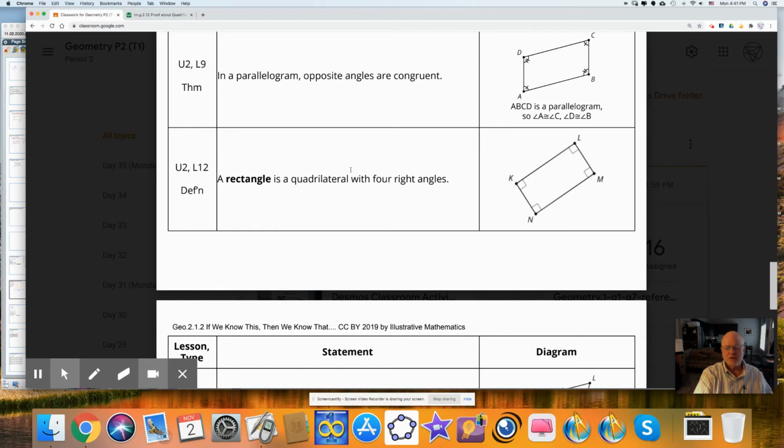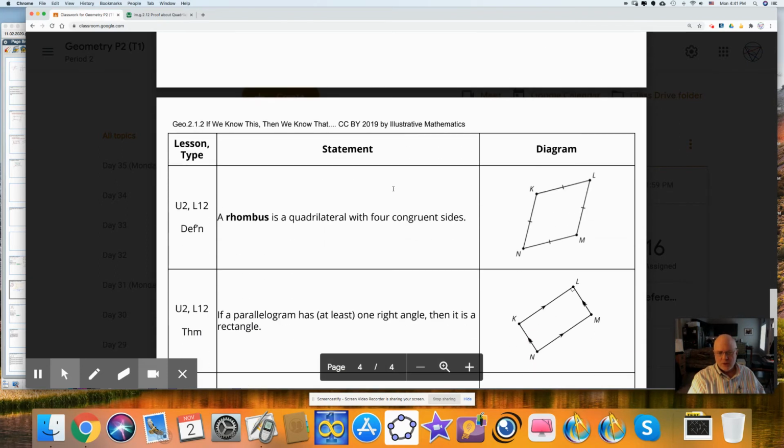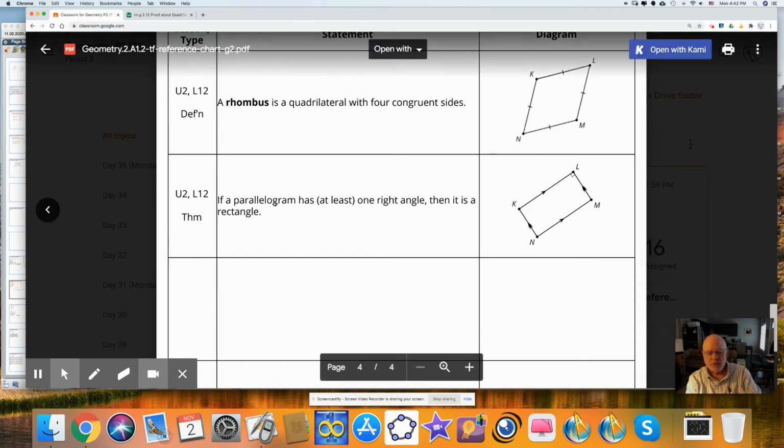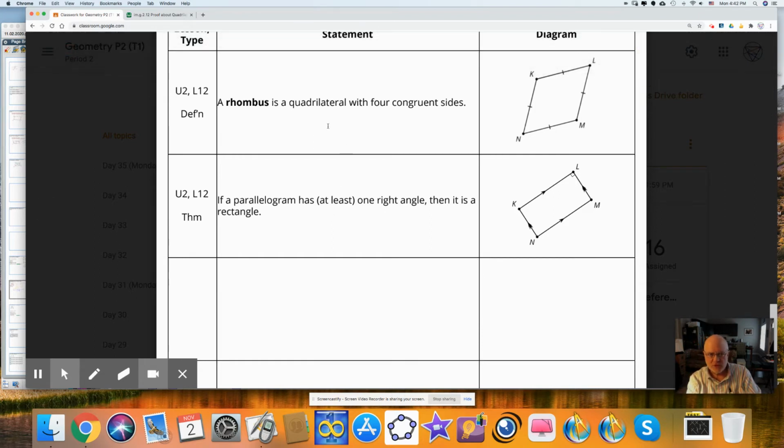The definition of a rectangle is an equiangular quadrilateral, or a quadrilateral with 4 right angles. The definition of a rhombus is a quadrilateral with 4 congruent sides. And if a parallelogram has at least 1 right angle, it is a rectangle. This is one that we are going to prove today.